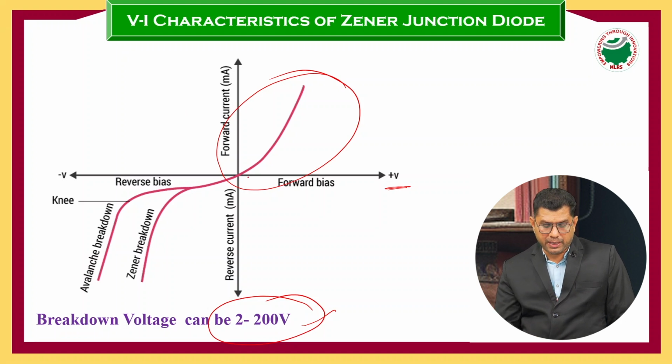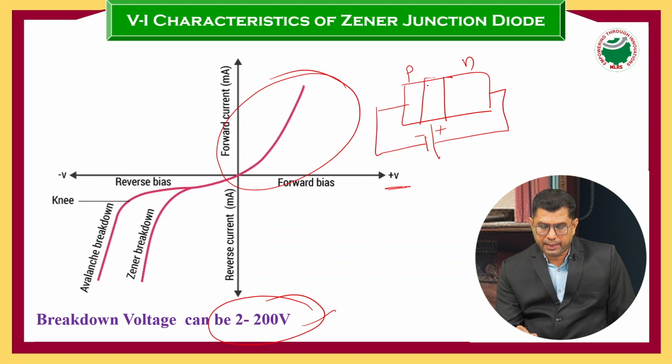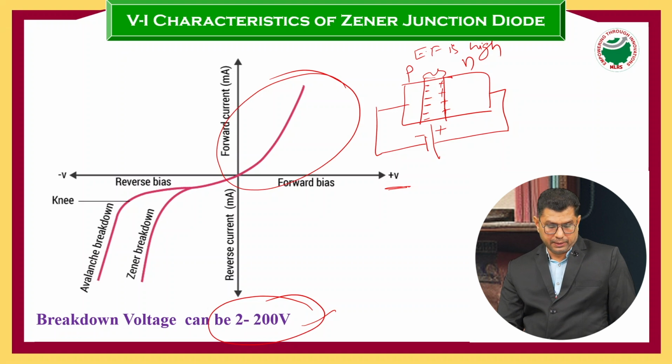When you observe the reverse bias, what happens? Here again, it is heavily doped, with a p-type semiconductor on one side and an n-type semiconductor on the other. Whenever it is heavily doped, it is usually operated in reverse bias. Heavily doped means at the barrier there will be more donor atoms on one side and more acceptor atoms on the other. So the intrinsic electric field is very high.